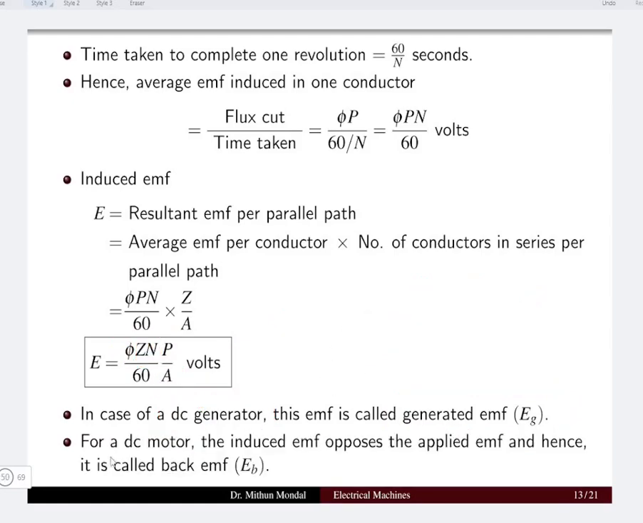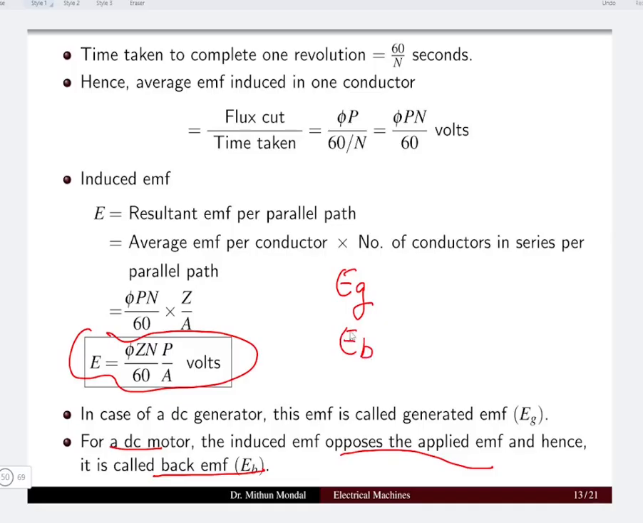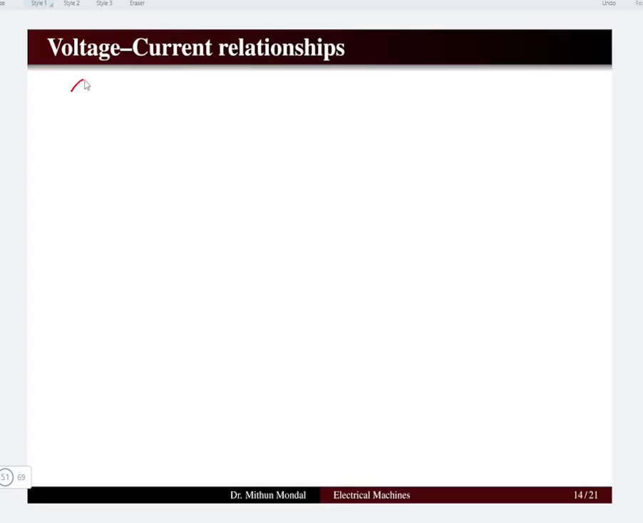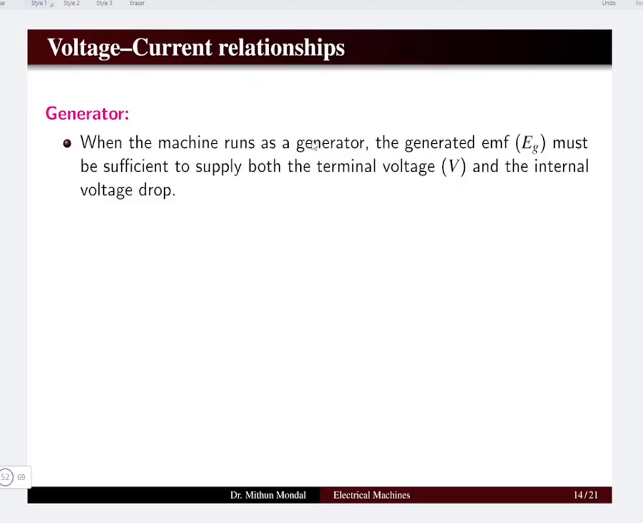However, in case of a DC motor, this EMF opposes the applied EMF, hence it is called back EMF. So whether we are talking about the generated EMF in case of a generator or back EMF in case of a motor, both equations remain the same, only the name is different. Now let us see the voltage current relationship in case of different types of machines.